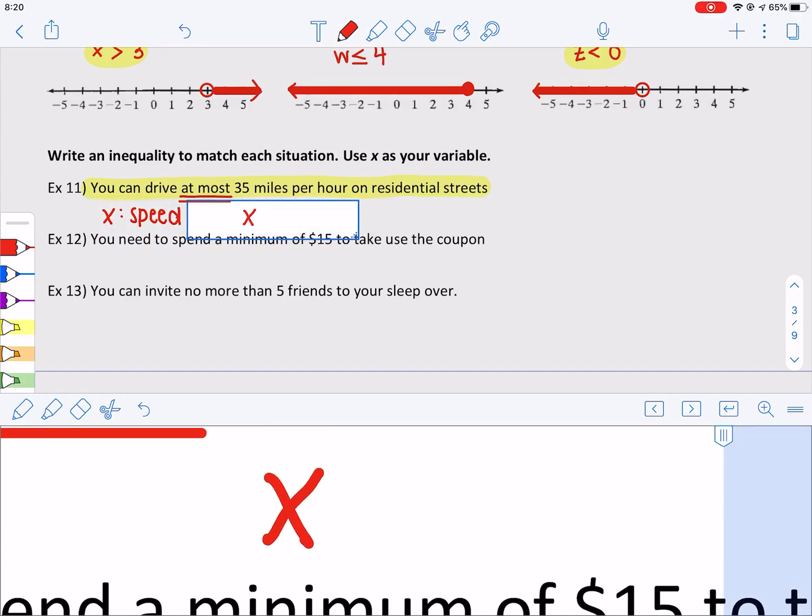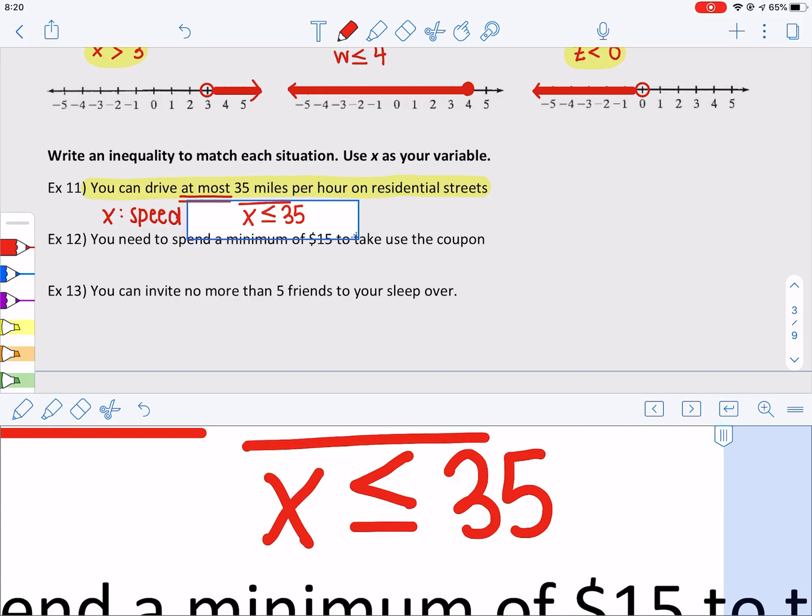And if 35 is at most the speed you can go, means could you go equal to 35? Yes. Could you go less than 35 miles per hour in residential streets? Yes. Can you go more than 35 miles per hour? No. So this one is x is less than or equal to 35.